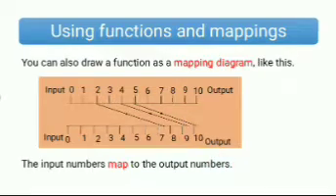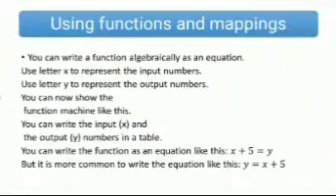Is that clear? Now, you can write a function algebraically as an equation. You use the letter x to represent the input numbers, then use the letter y to represent the output numbers. Like this one now, x plus 5 is equal to y. Is that clear? So this is the equation form. This is the input and y will be the output. But it's more common to write the equation like this: y is equal to x plus 5.